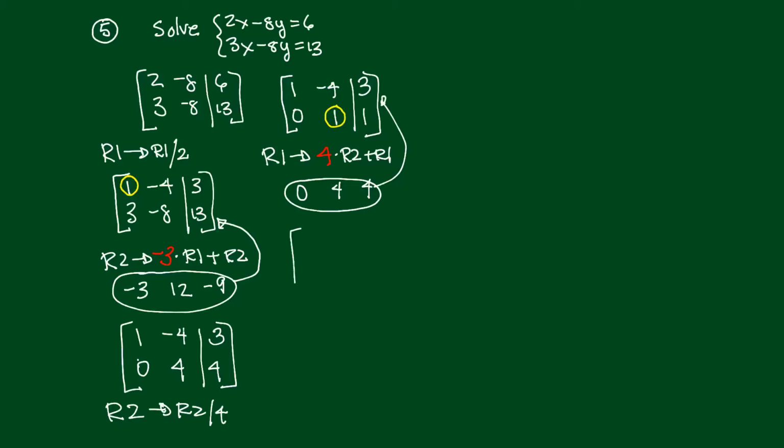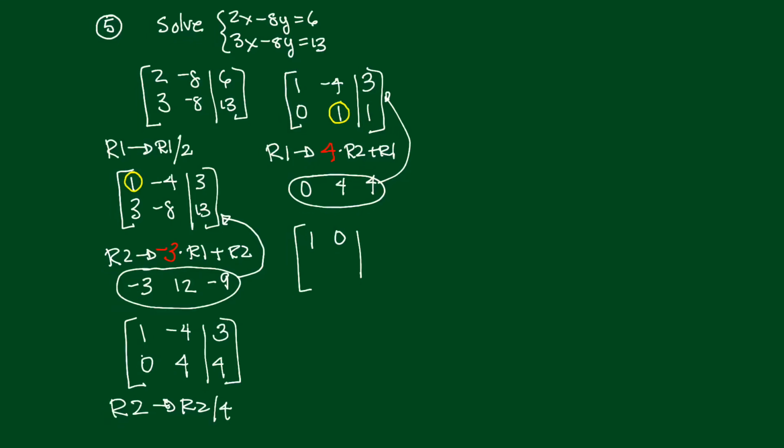And then I'm going to add that to row 1. So here's our new and final matrix, I think. We're going to add it to row 1 component-wise. So first and first, 1 plus 0 is 1. Negative 4 plus 4, that's 0. That's the 0 we were looking for. And then finally, in the third column, 3 plus 4 is 7. Second row stays the same: 0, 1, 1.